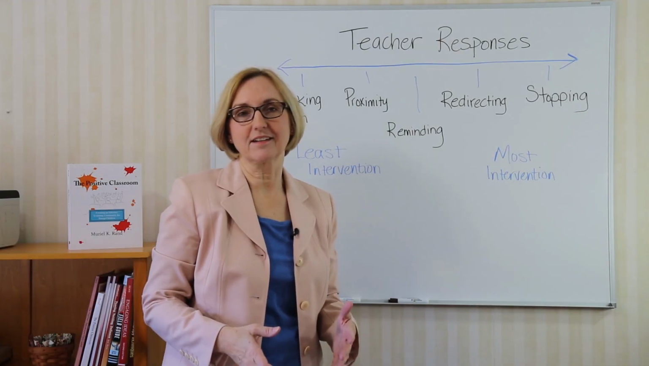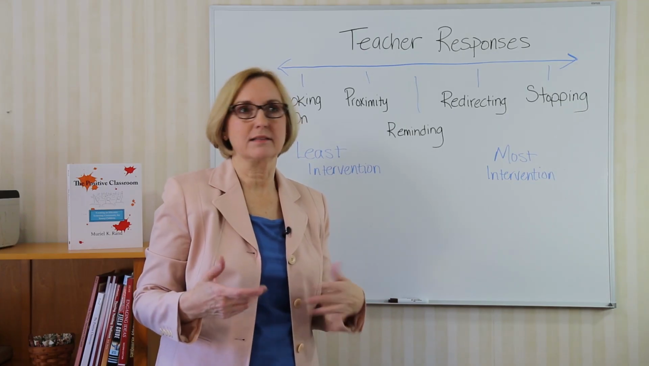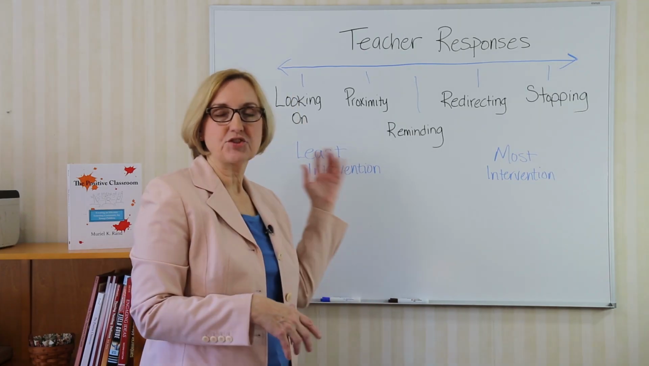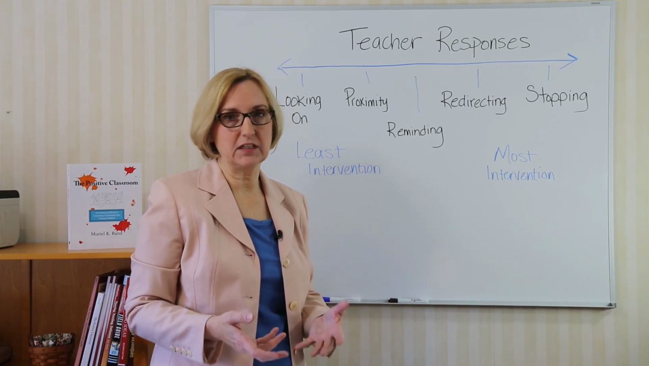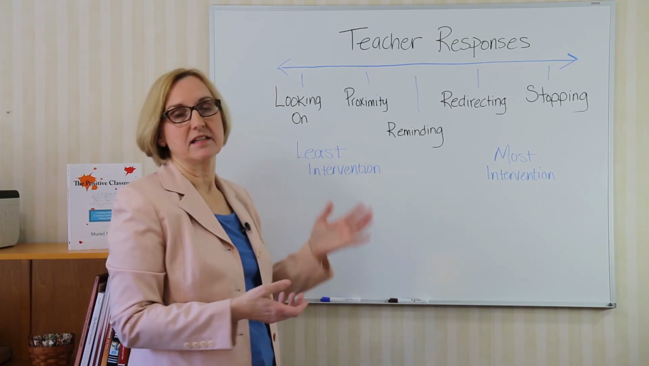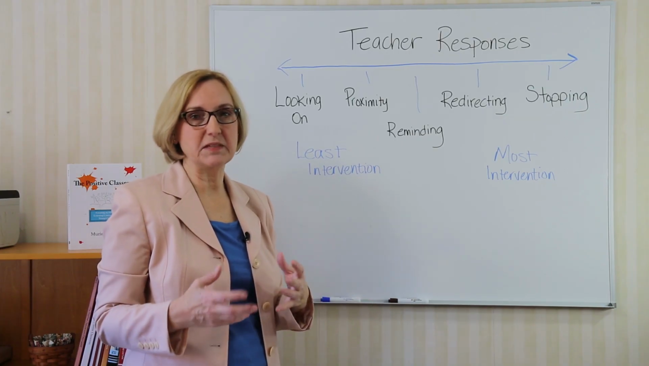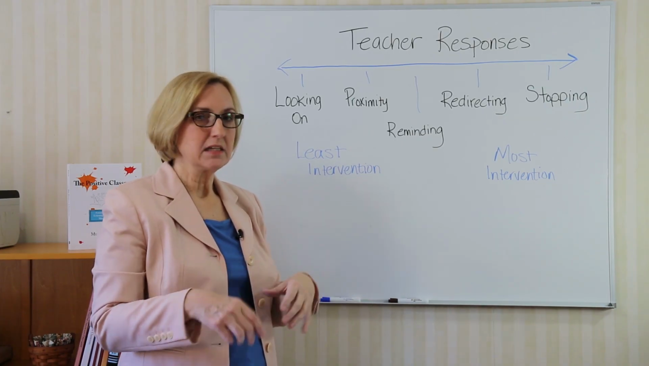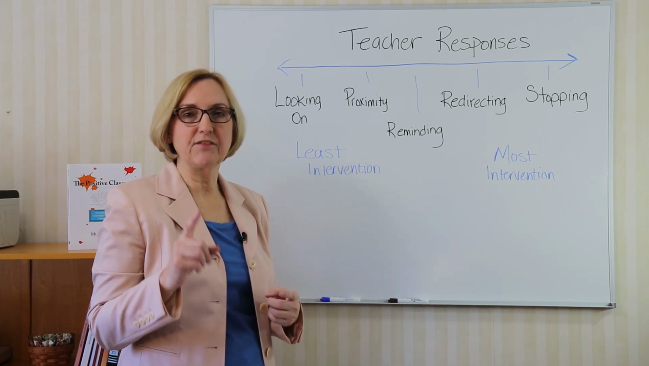The first thing to consider in guiding children's behavior is your response when a child does something they shouldn't be doing. This illustrates different possible responses that a teacher can make when there's misbehavior in the classroom. Now, down at this end is simply looking on. So if someone is off task or misbehaving and it's minor, sometimes your best response is to do nothing. This is a very valid choice.